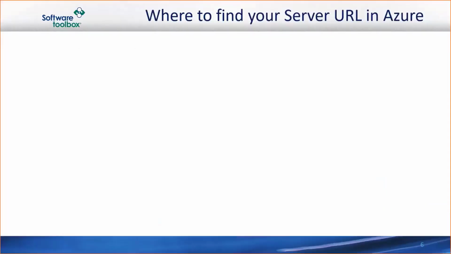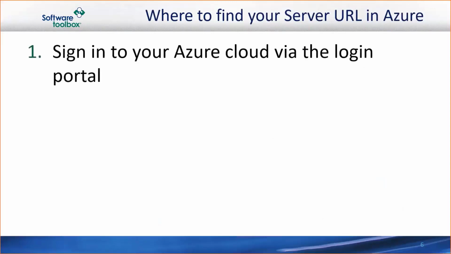And one of the things that we need going in is first we need the server URL. So in order to get that, a couple steps you need to follow through. First, you need to be able to sign in to your Azure Cloud via the login portal. You're able to find this on google.com. Just look up Microsoft Azure Sign-In, and as long as you've configured an Azure profile, you should have your username and password available to you.